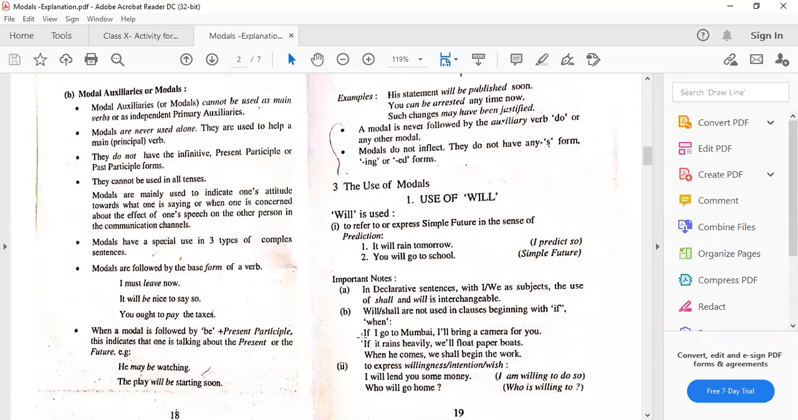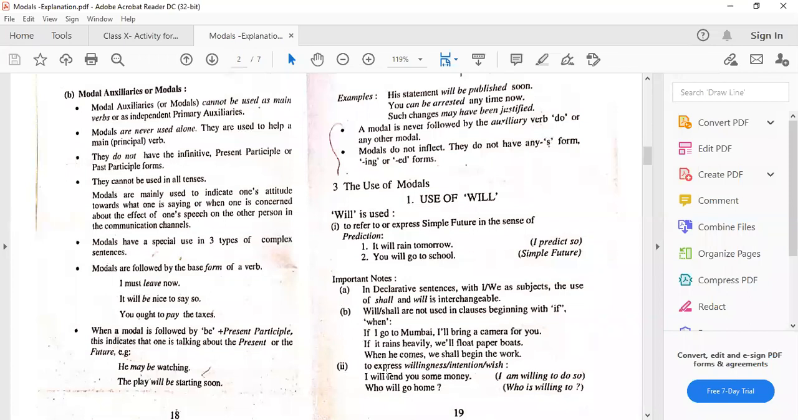So according to this conditional sentence, we use first present, and in the second clause we use will. When he comes, we shall begin the work. Again, when we start the sentence with when, and it gives a condition, we don't use future.